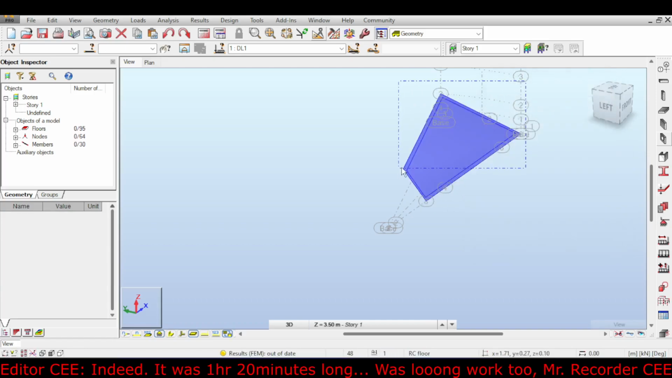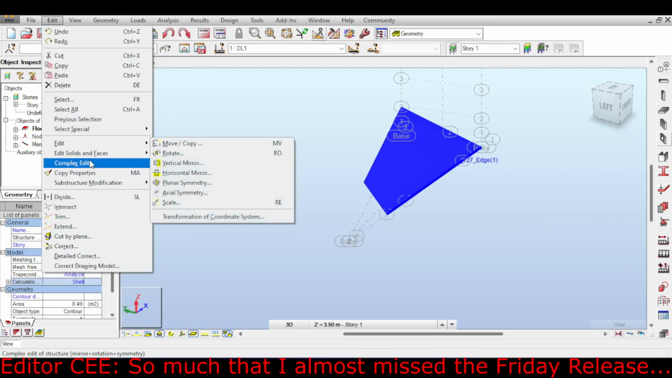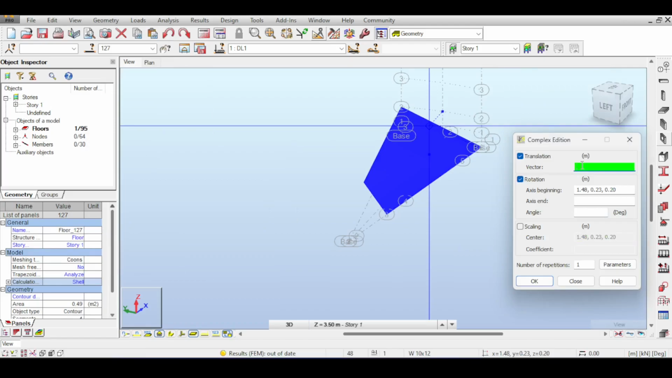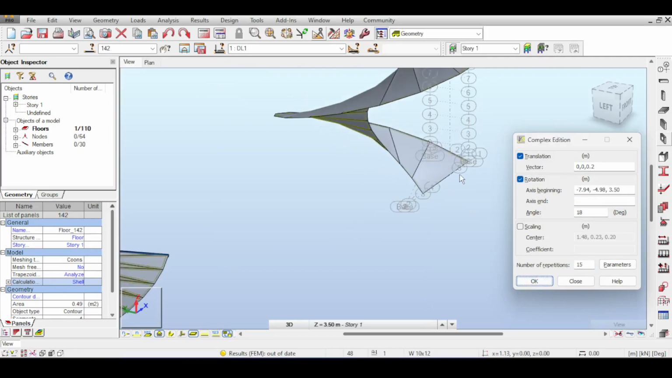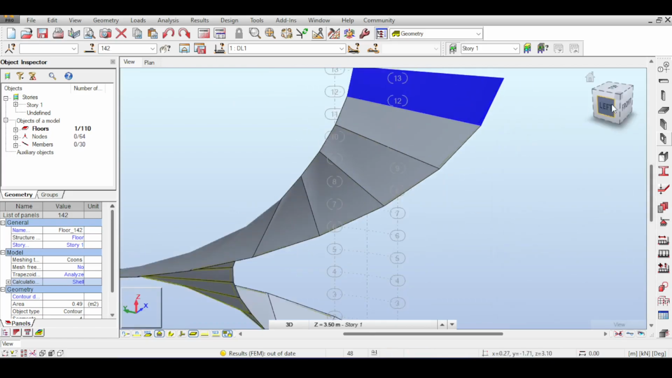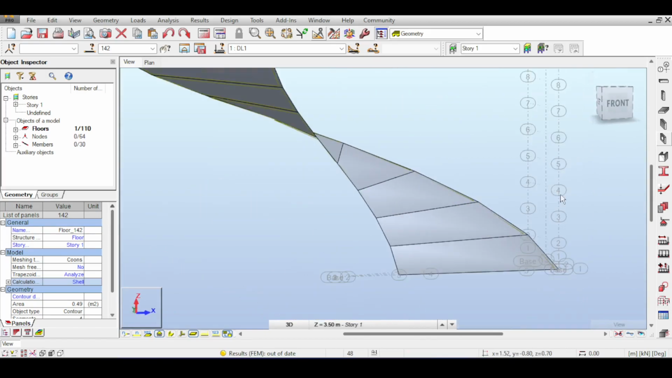This is a long video, by the way. Geometry, edit, complex edit, 0, 0.2, and 0, 0, 0. Okay, and the axis is 0, 0, 0, 0, 0, 1, and the angle is 18. The number of times is 15. And fingers crossed. Okay, so we have it. This is not everything because the mesher is still the final culprit. Will it mesh?